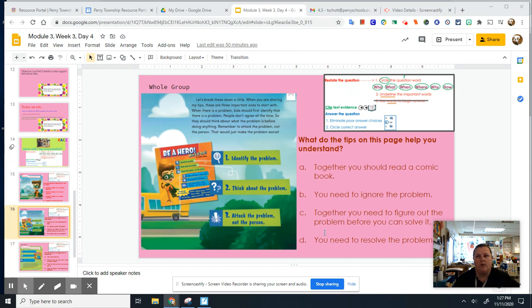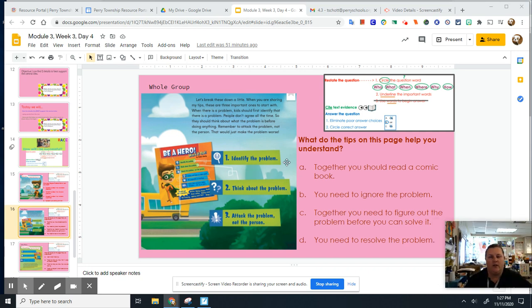Together you need to figure out the problem before you can solve it. That sounds better because I'm identifying the problem, I'm thinking about it. And then I'm attacking the problem, not the person. So with that person, I'm going to talk about the problem so we can fix it together or figure it out together. That sounds good.